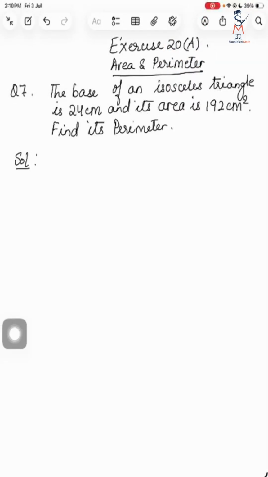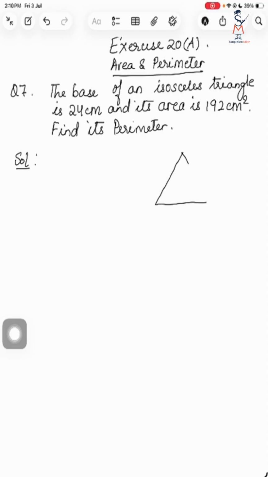Hi, we are doing exercise 20A, area and perimeter, class 9, question number 7. The question states that the base of an isosceles triangle is 24 centimeter and its area is 192 centimeter square. Find its perimeter. So let's draw the diagram.